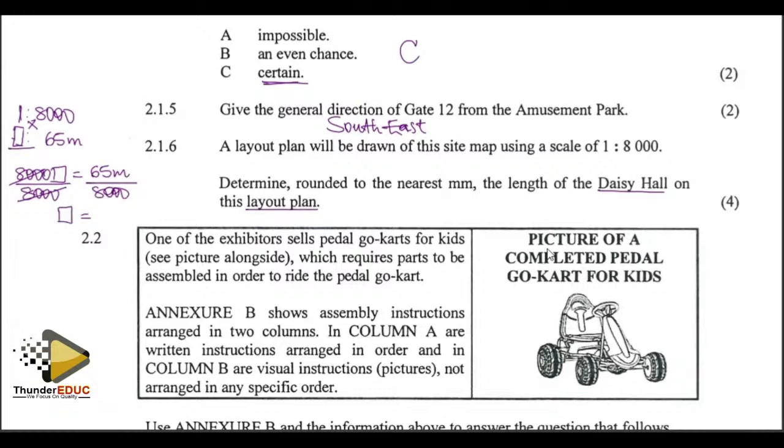Sorry, 65 divided by 8,000. The answer is 0.00812. Remember, these were meters. Also, this would be what? Meters. But they want the answer in millimeters. What do we do? Multiply by 1,000.